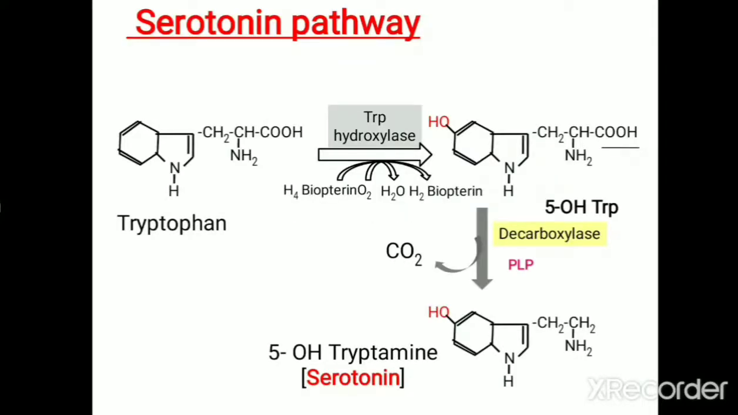Then you should know how this tryptophan is converted into serotonin and melatonin. So first, tryptophan undergoes hydroxylation reaction by the enzyme tryptophan hydroxylase. It is almost similar to phenylalanine hydroxylase, because this enzyme also requires tetrahydrobiopterin and NADPH. So by hydroxylation, this tryptophan is converted into 5-hydroxytryptophan. And the second reaction is decarboxylation reaction. So by decarboxylation, it is converted into 5-hydroxytryptamine. And another name of this 5-hydroxytryptamine is serotonin. So tryptophan is converted into serotonin by hydroxylation followed by decarboxylation.